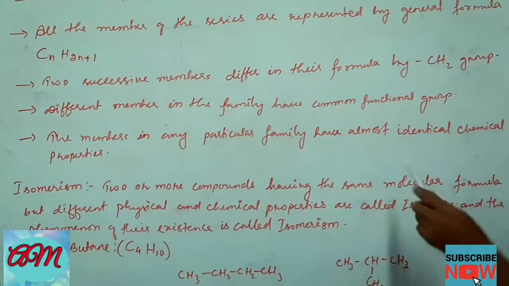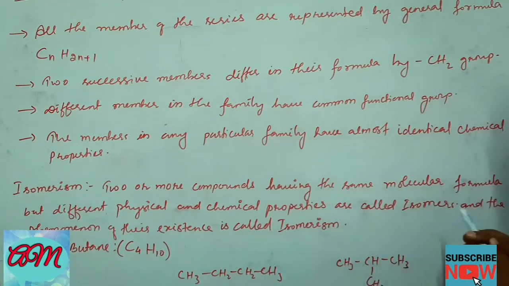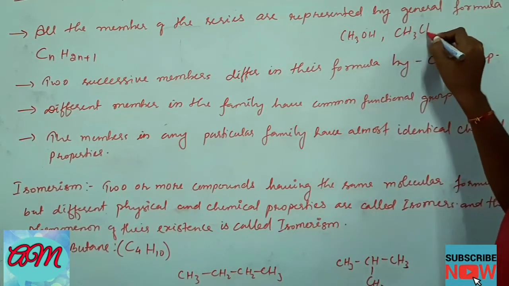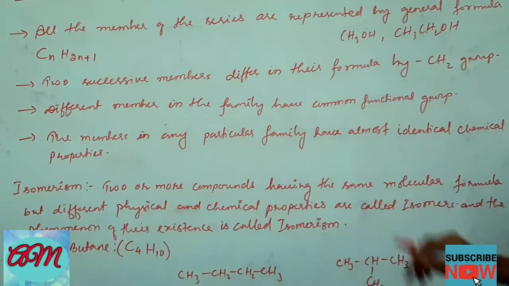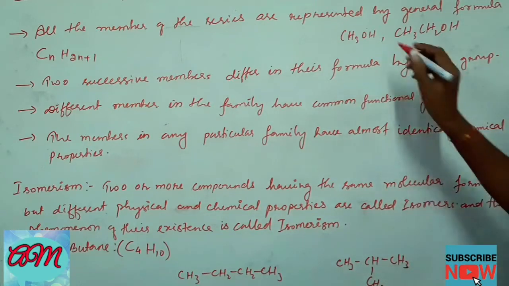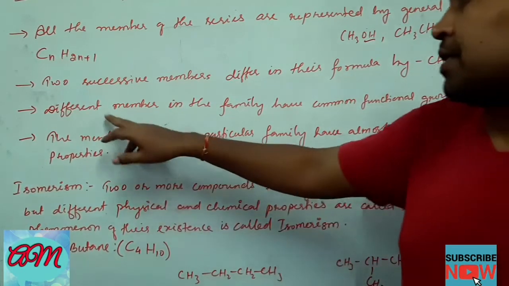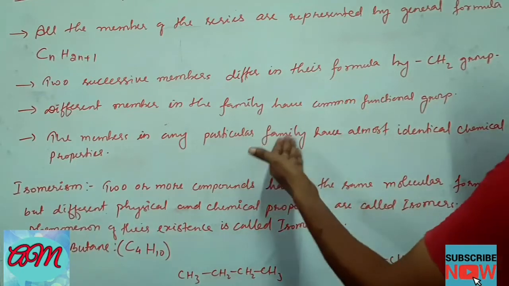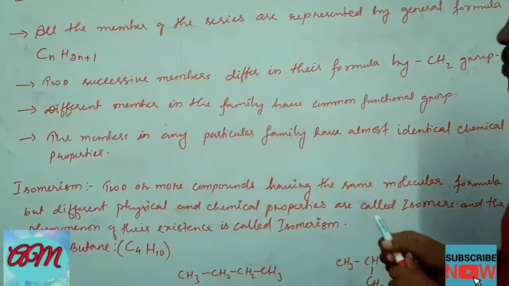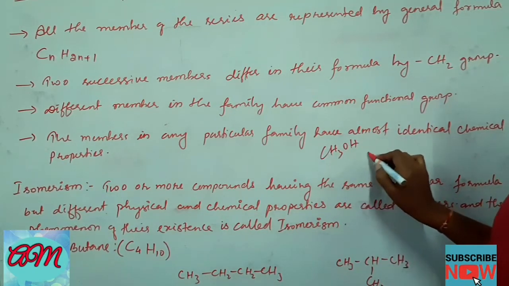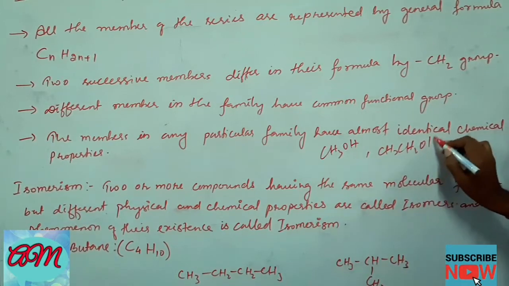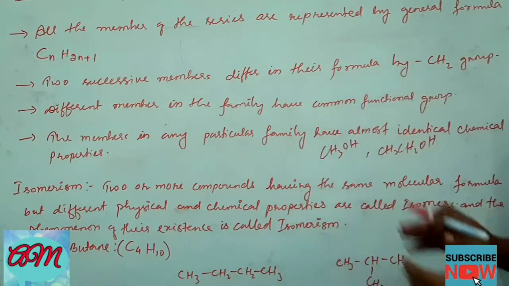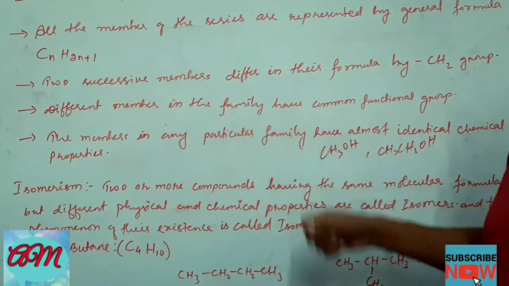The different members in the family have a common functional group. Means what? See here, CH3OH and CH3CH2OH. These are the first and second members of the family, but their functional group is the same, right? That is what is written. Now the members in any particular family have almost identical chemical properties. So these two members, CH3OH and CH3CH2OH, will definitely have identical chemical properties. That is what characteristic number 4 says.